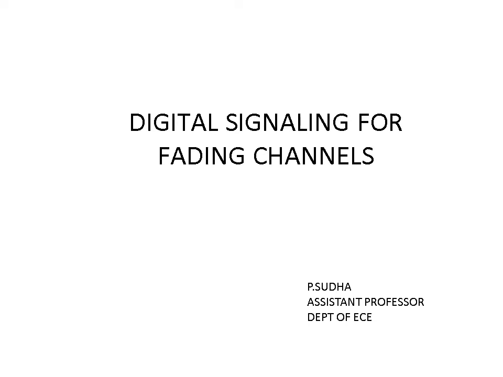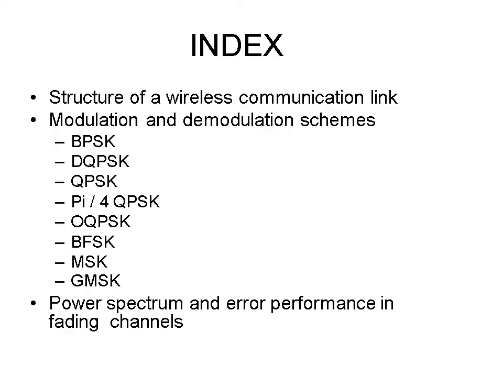Third unit in wireless communication is digital signaling for fading channel. So here we are going to cover the structure of a wireless communication link, and the modulation and demodulation schemes used here, which will be BPSK, DQPSK, QPSK, pi by 4 QPSK, OQPSK, BFSK, MSK and GMSK. And then we will be seeing power spectrum and error performance in fading channel.